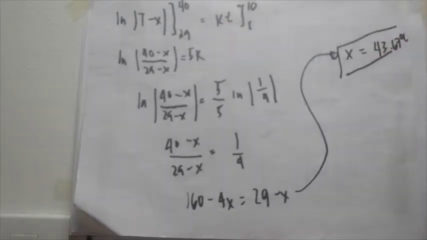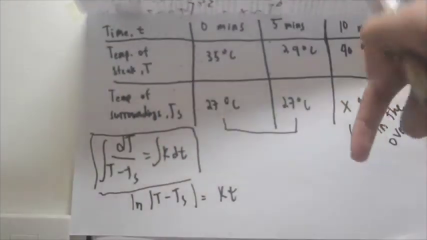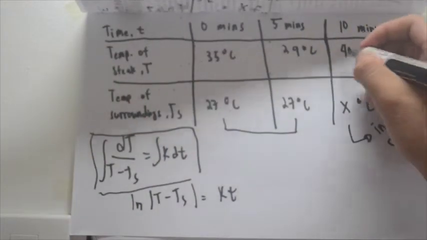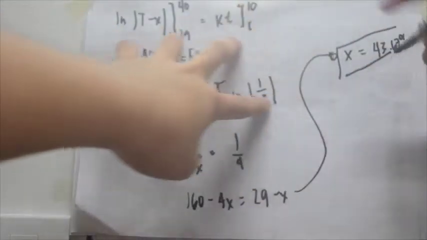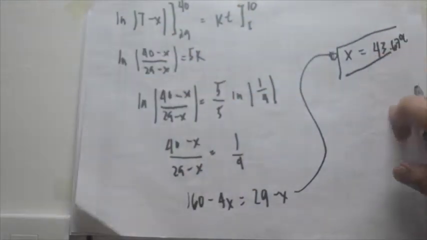So, the temperature of the oven to give us a 40 degrees Celsius steak in 5 minutes is 43.67 degrees Celsius.